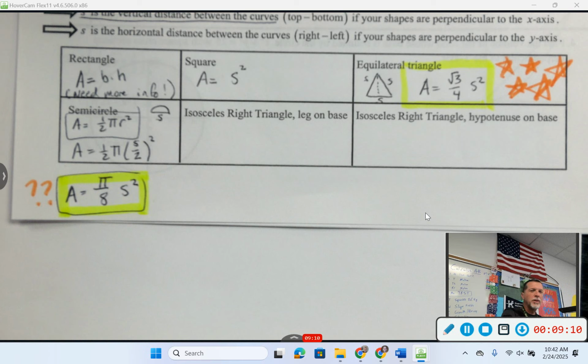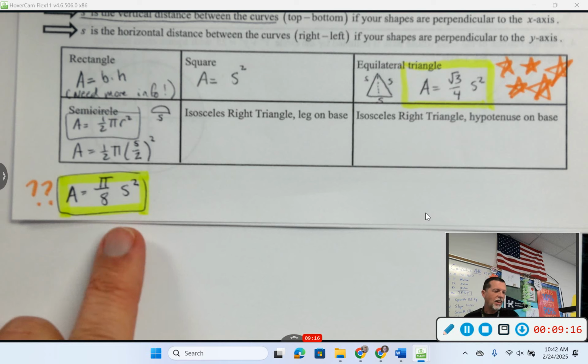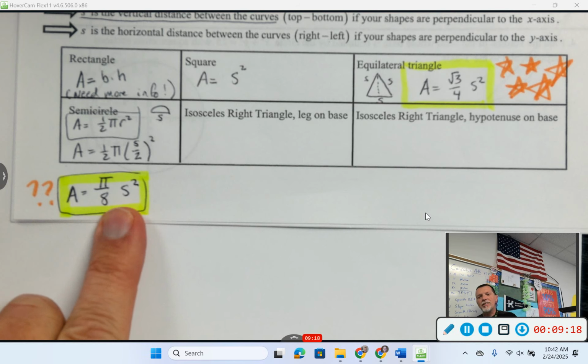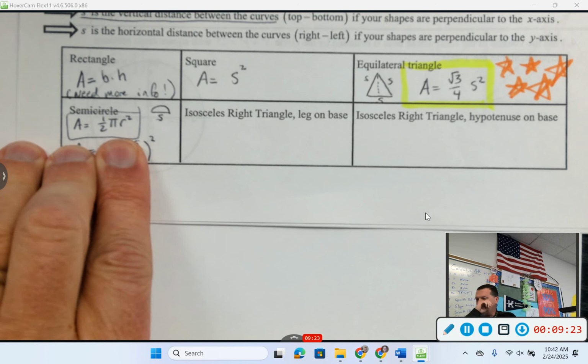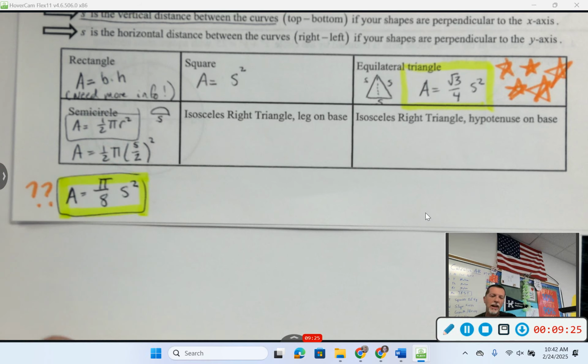Might it save you a little bit of time? Maybe. Is it worth memorizing? I don't know. I usually don't memorize it, only after I've been doing it a couple days and it comes back to me. But if I get a problem that I haven't seen in a while, I'm going to start with 1/2 pi r squared and kind of figure it out.